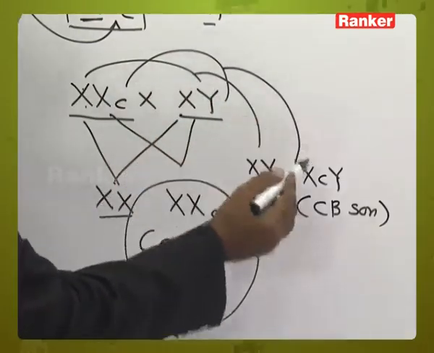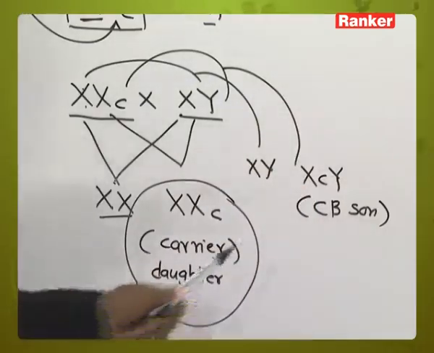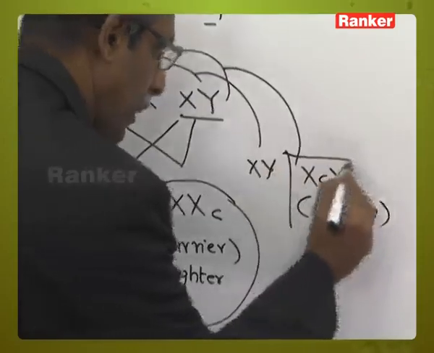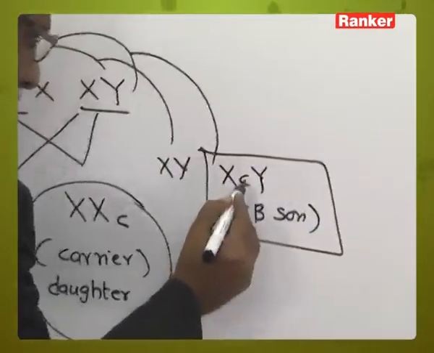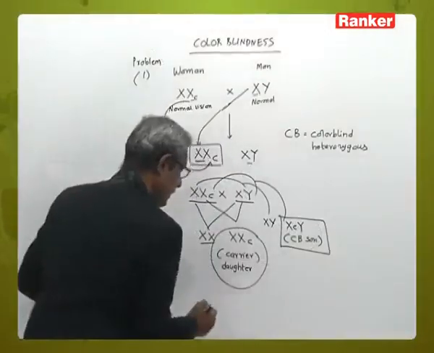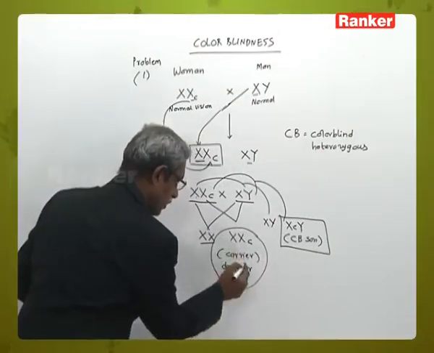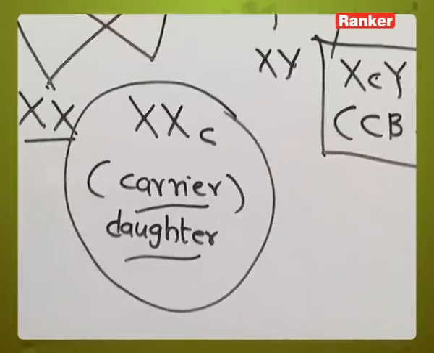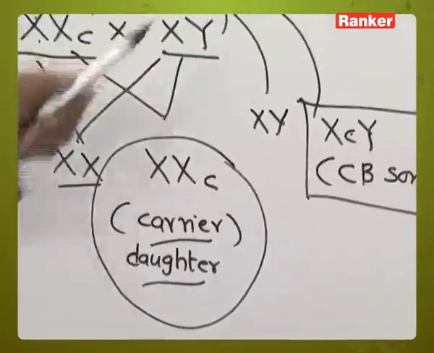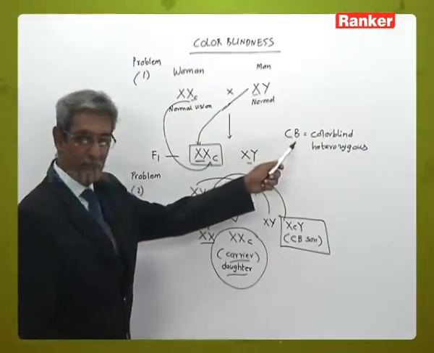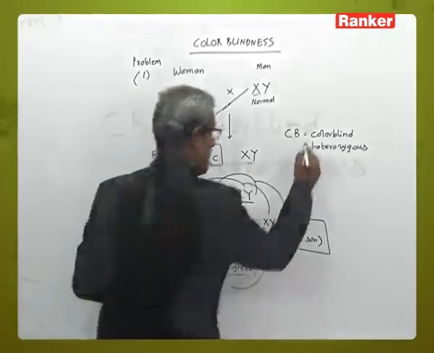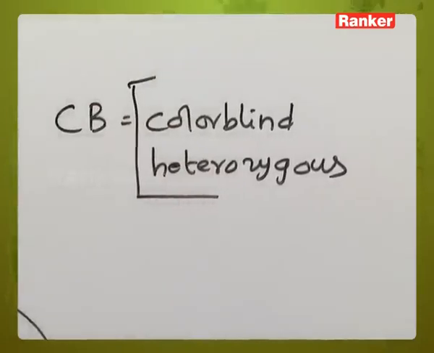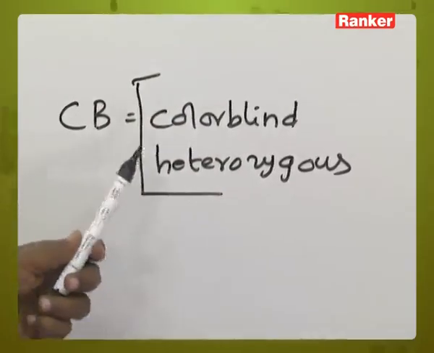And similarly, we have an X, XC and a Y. So this is the colorblind son. Sons are always XY. They have the colorblind gene, but the daughters are always carriers. So many times in an objective question, they could ask you, how does colorblindness represent? Colorblindness represents in the form of a heterozygous condition. The heterozygous condition is a characteristic feature of color blindness.